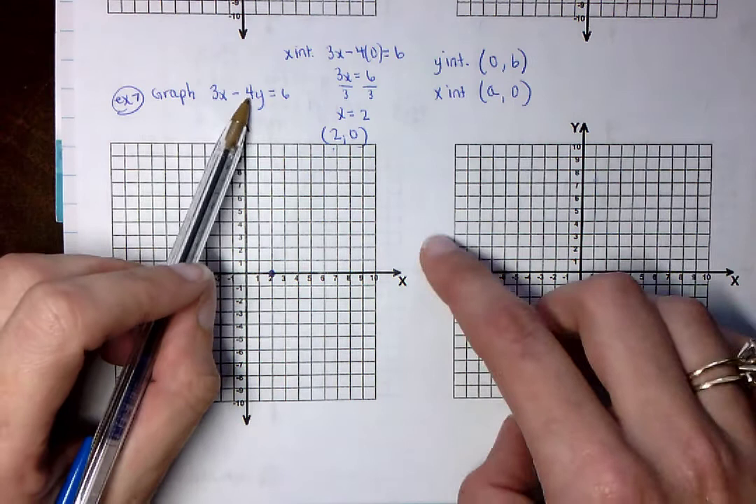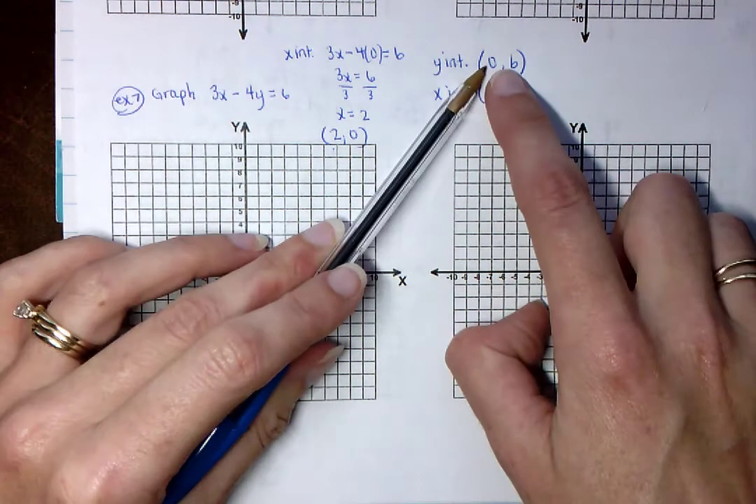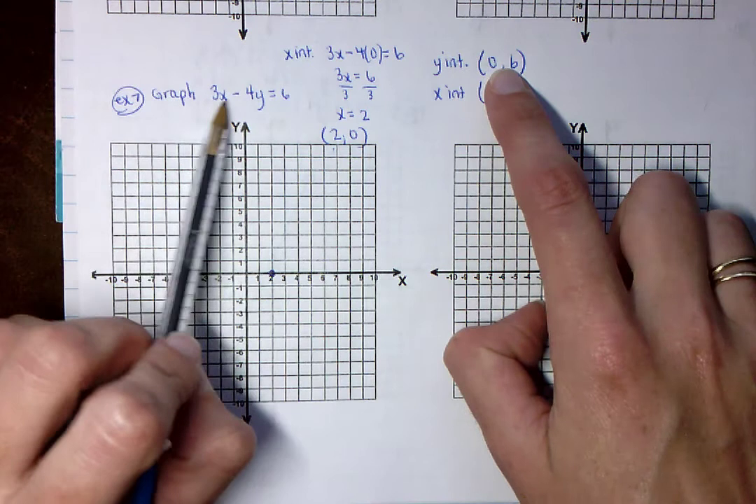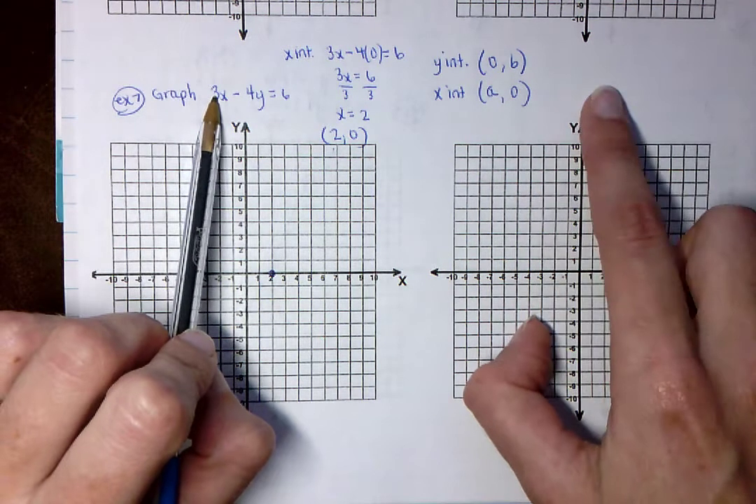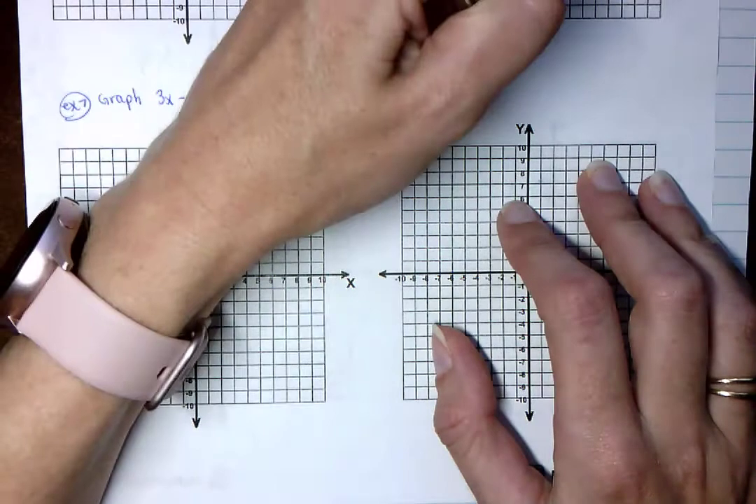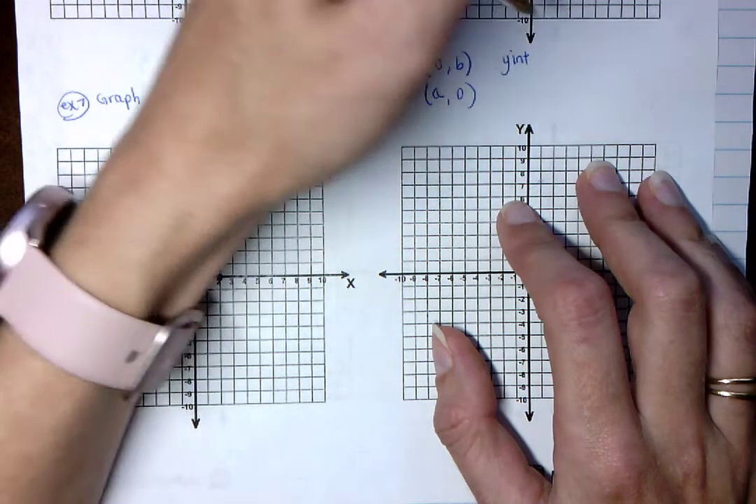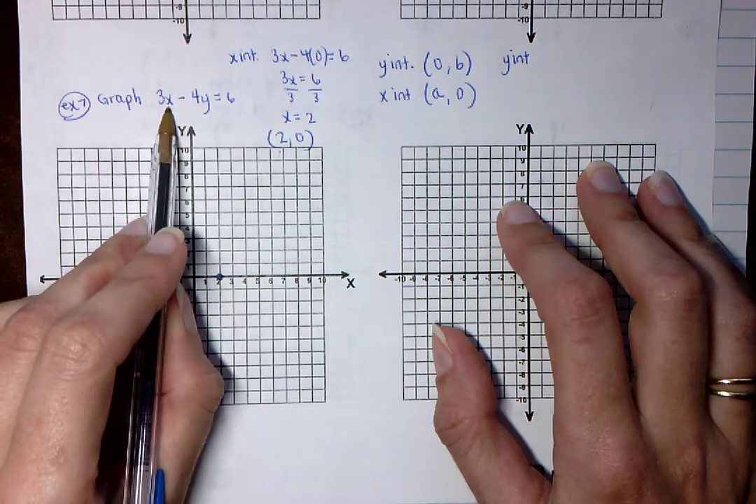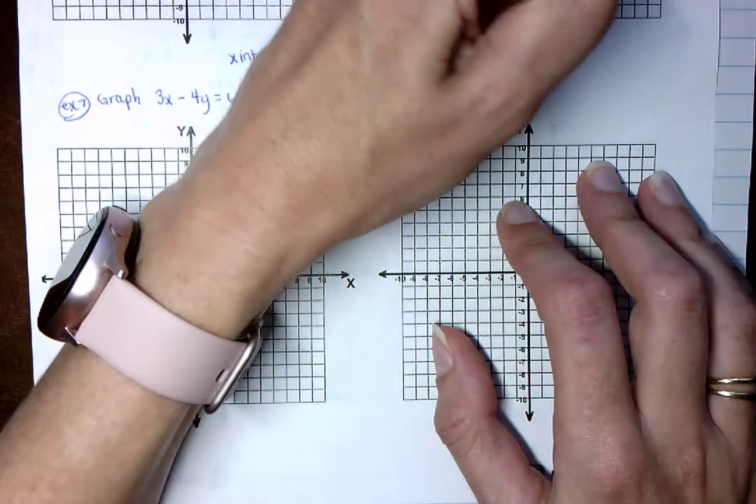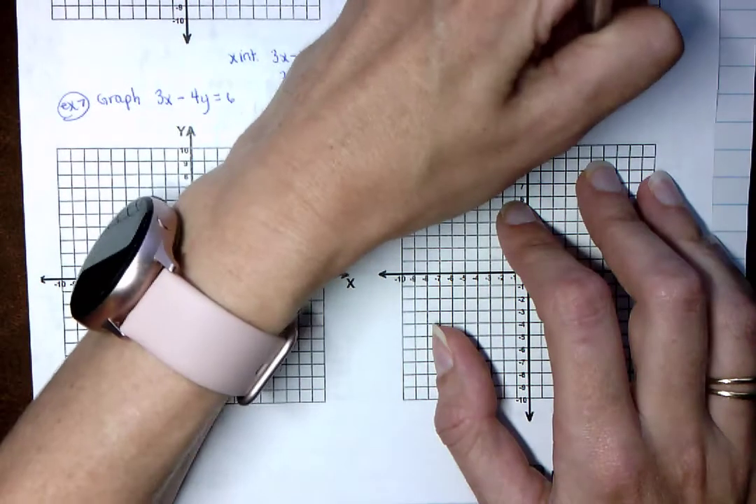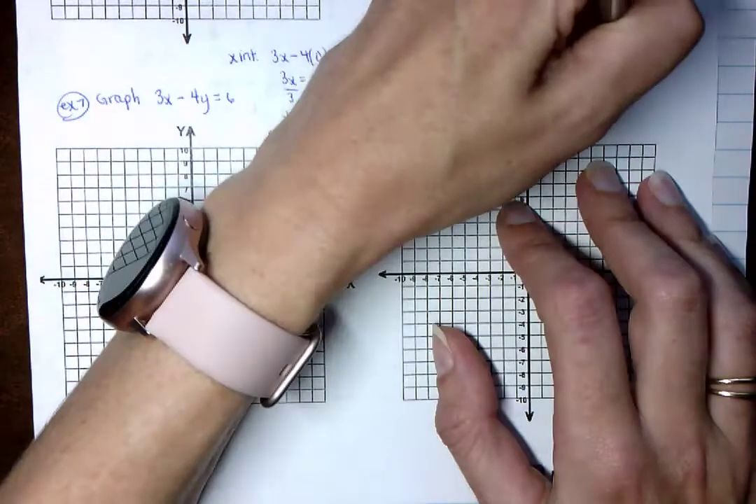So the other way, if we're finding our y-intercept, is to plug in x equals 0. Okay? So that would mean I'll plug in an x. I'm going to go over here and try to write that. So for the y-intercept, I'm going to put a 0 in for the x value. So I'm going to say 3 times 0 minus 4y equals 6.